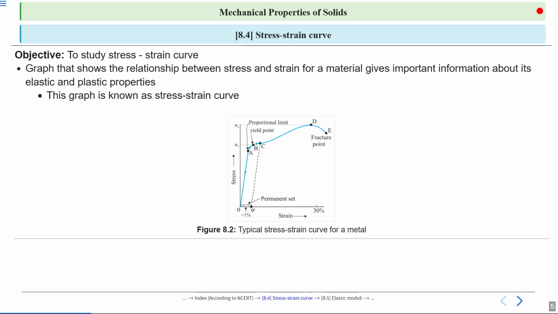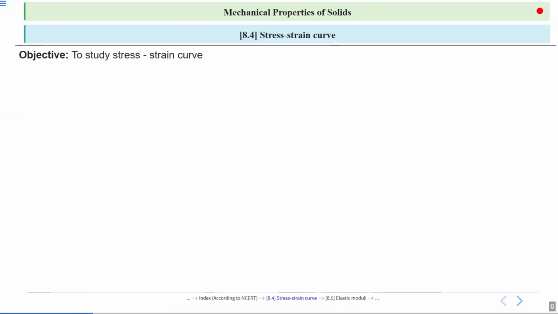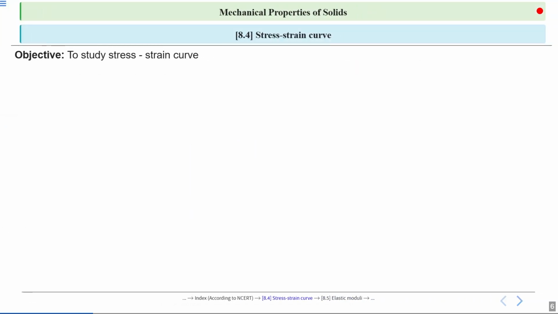We will discuss each part of this curve: O to A to B, B to C, D to E, each part of this curve in detail. So pay attention to how the shape changes as stress increases. Alright. So here we study the stress strain curve.